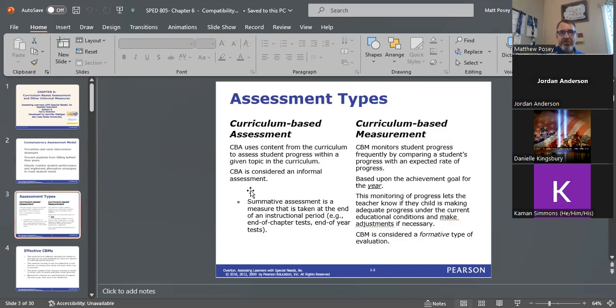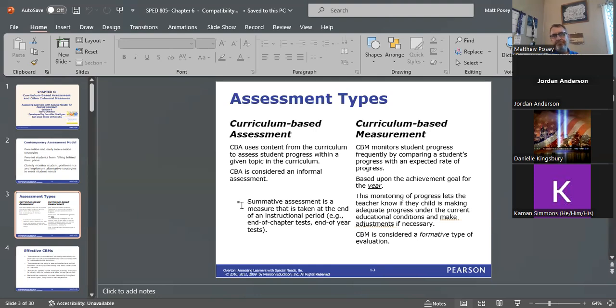So we often hear curriculum-based assessment and curriculum-based measurement. So CBA uses content from the curriculum to basically assess student progress. Okay, it's an informal assessment. So curriculum-based measurement monitors their progress by frequently comparing the student's progress with an expected rate of progress. Okay, so we're given frequent short assessments.